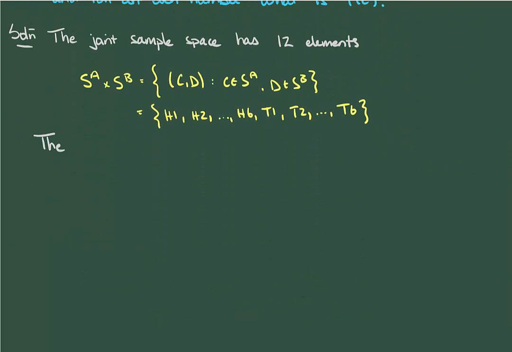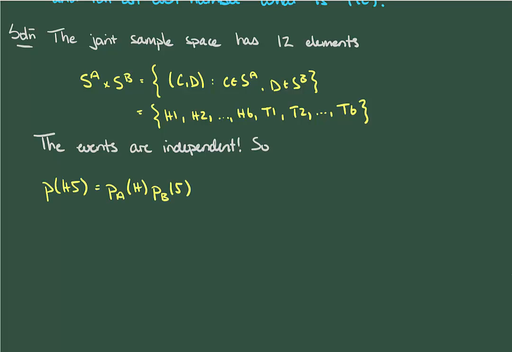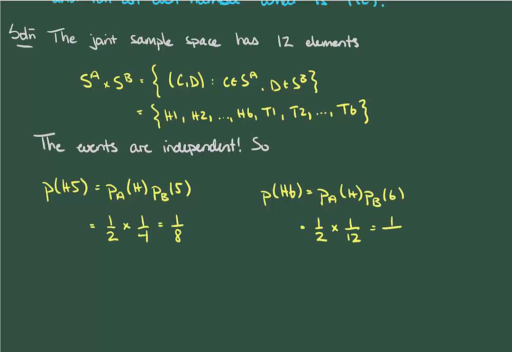Now, these events are independent, right? The dice roll is not affected by the coin flip and vice versa. So when we compute the joint probability, we just compute the probability of each event separately and multiply them together. With the roll of heads, we get 1/8, while with tails, we get 1/24.